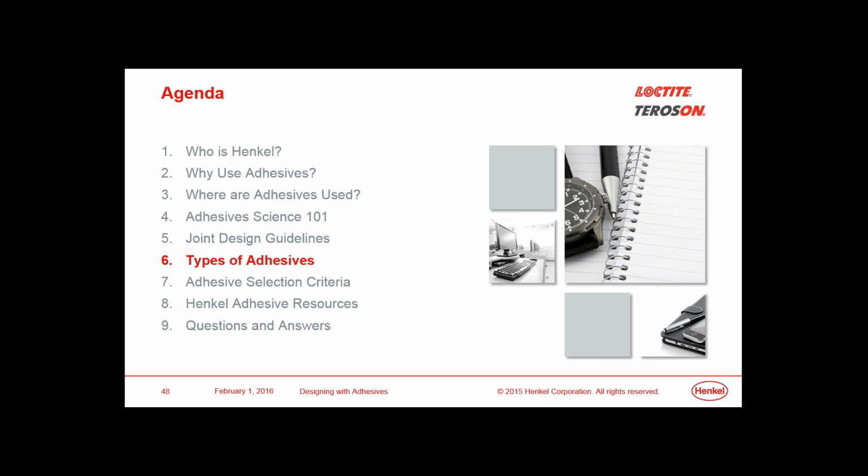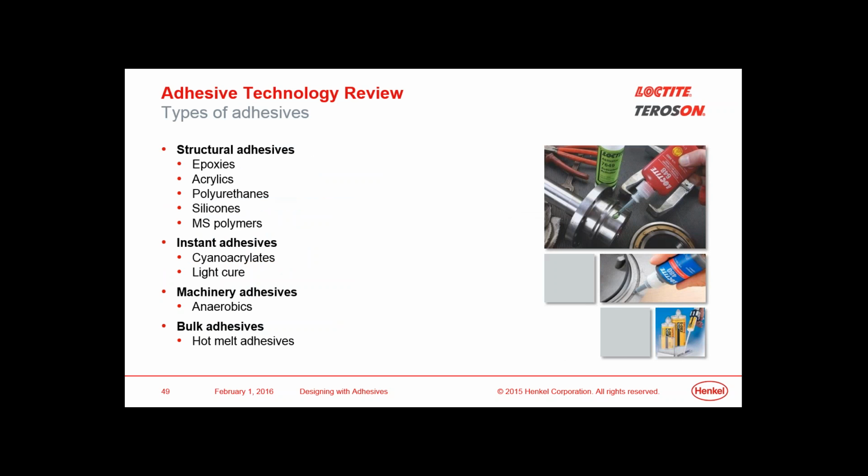Now we're going to get into the adhesive types. So, structural adhesives, instant adhesives, machinery adhesives, which are the classic LOCTITE trade name from way back, and of course bulk adhesives, which we lump together, hot melt adhesives, solvent-based adhesives, water-based adhesives, things of that nature.